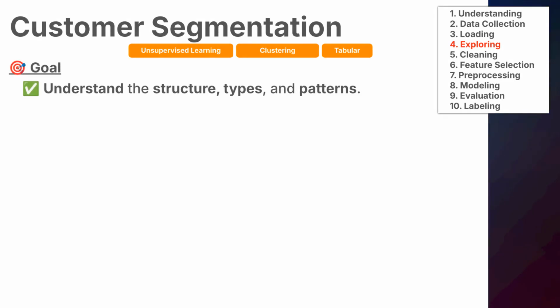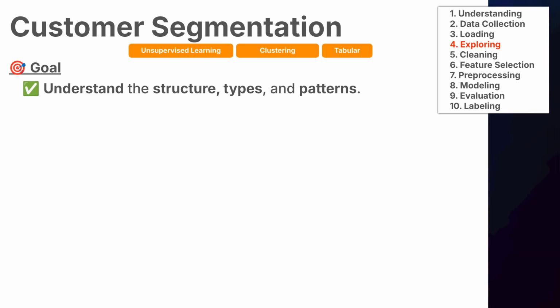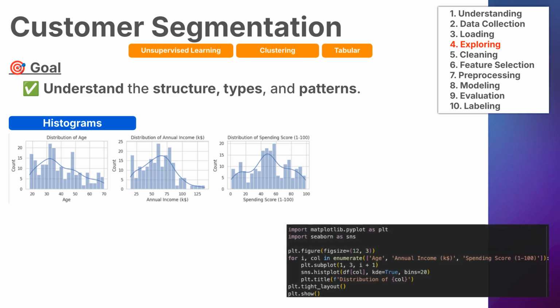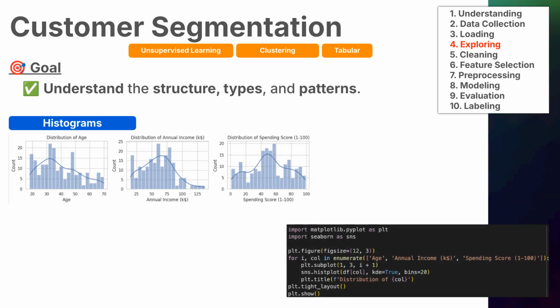Let's visually explore the distributions and relationships of the key features: age, annual income, and spending score. First, histograms with KDE. Those 3 main numerical features are plotted with this code. First, create a main canvas and plot 3 subplots using a for loop. KDE True adds a kernel density estimation line to show the distribution shape. Bins 20 defines the number of bars or intervals in each histogram.